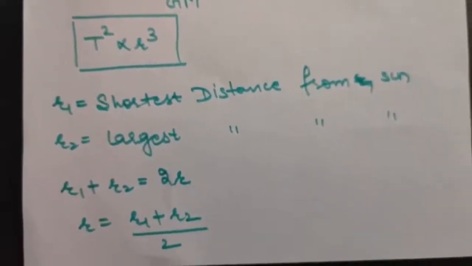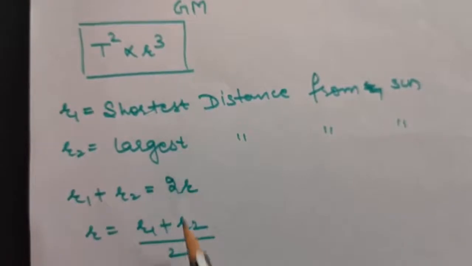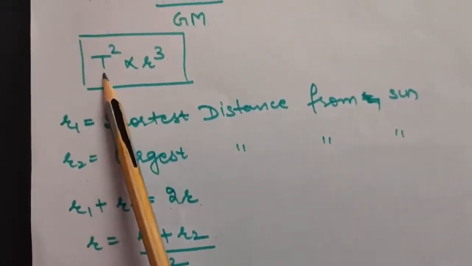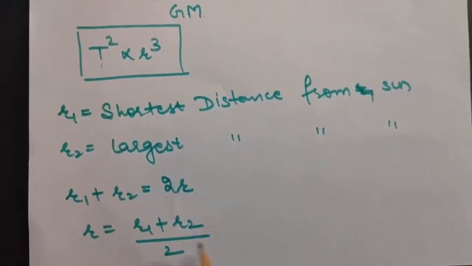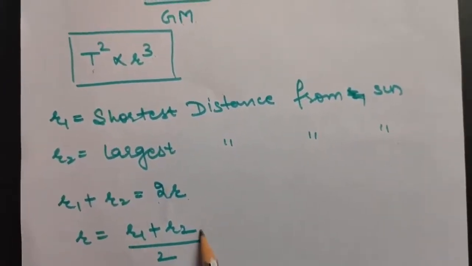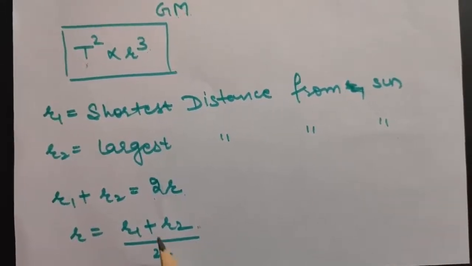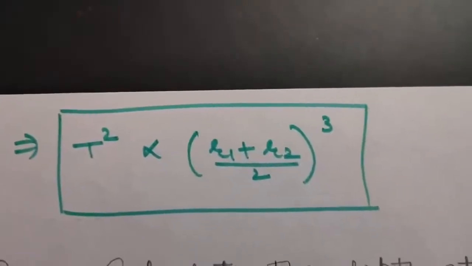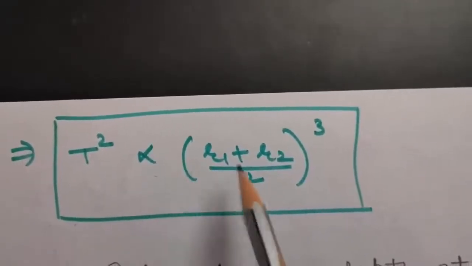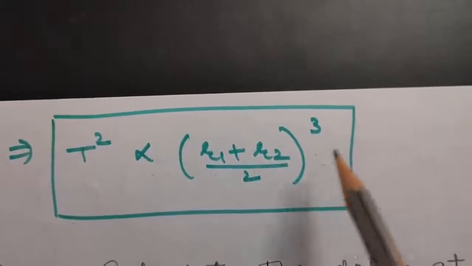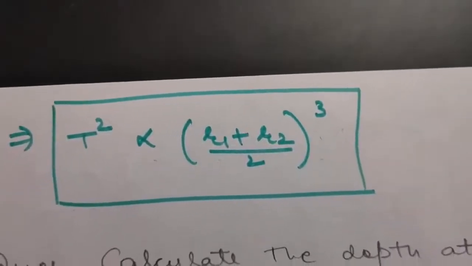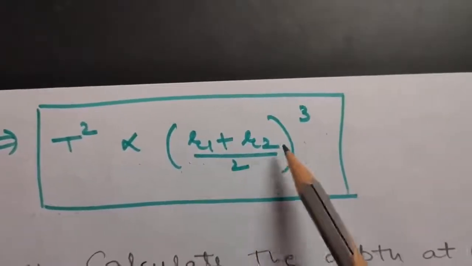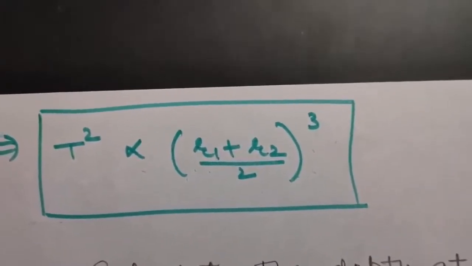Here we have proved the third law, but I am doing this just to calculate the variation of T, that is the time period of revolution of the planet, in terms of R1 and R2, which are the shortest and largest distances from the sun. You can put the value of r in this equation and conclude that T square is directly proportional to R1 plus R2 upon 2 whole cube. That is, T square is directly proportional to r cube, or it can be written like this in terms of the shortest and farthest distance from the sun.